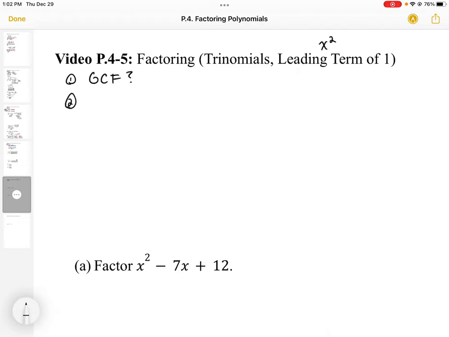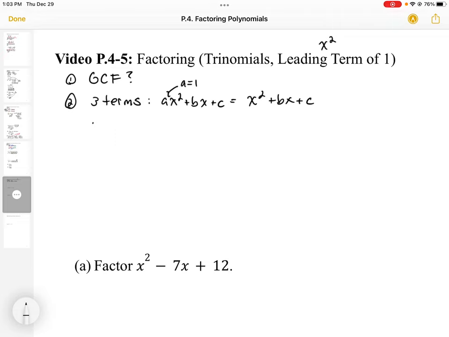The second step is dictated by the number of terms. We're looking at a situation that has 3 terms. Our situation is essentially a trinomial written in the form ax squared plus bx plus c. But we've already said the leading term has a coefficient of 1. So in this case, we can just think of that as x squared plus bx plus c.